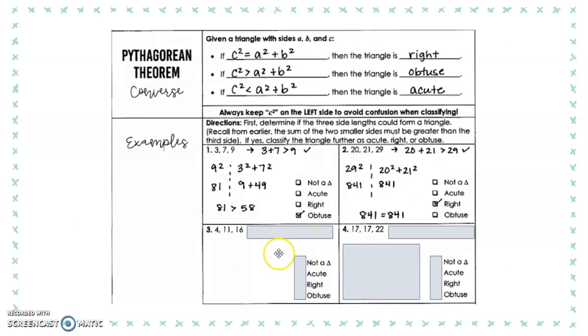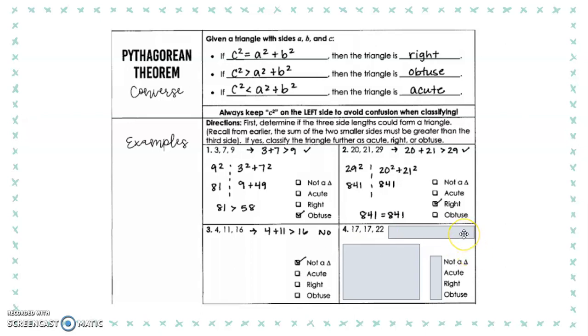Number 3, we're starting with that triangle inequality theorem. 4 plus 11 is not greater than 16. In this case, a triangle is not formed and I can completely stop. I don't have to decide anything else.